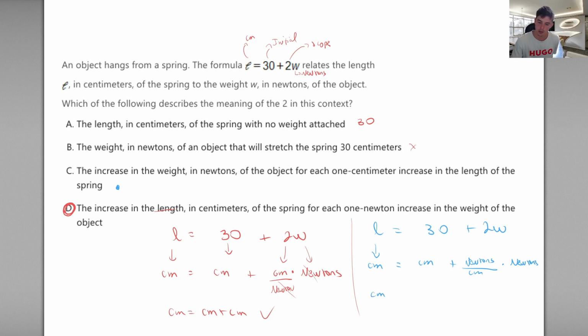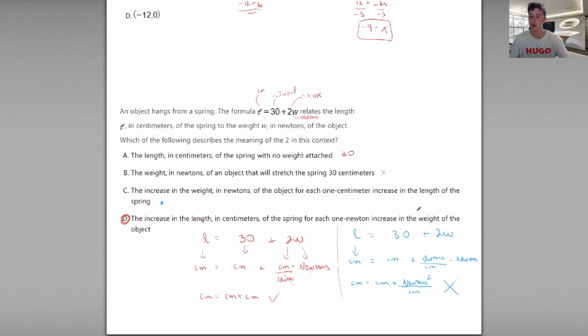So centimeters equals centimeters plus newtons times newtons, which is newtons squared, divided by centimeters. Can we add up centimeters plus newtons squared divided by centimeters? No, and centimeters is not equal to centimeters plus newtons squared divided by centimeters. So that doesn't make sense because the units don't match. Okay, so D is right.